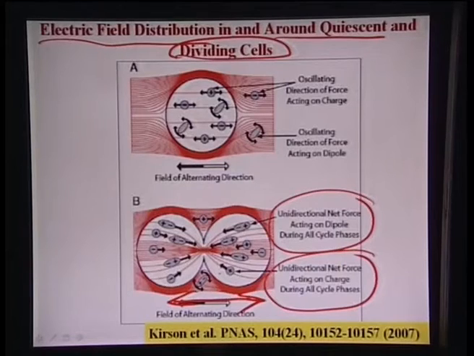So it shows a unidirectional net force acting on the dipole and a unidirectional net force acting on the charges, which are either positive or negative. If the situation arises such that the net positive charges or net negative charges are higher at one side compared to the dipoles, then that will also lead to bioelectricity.